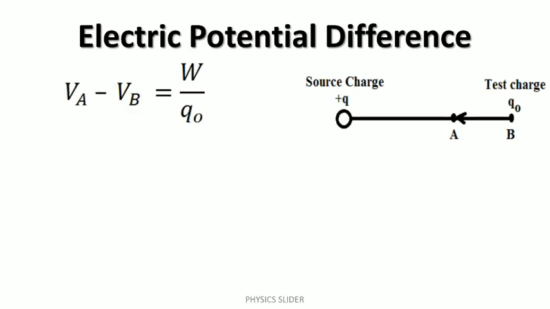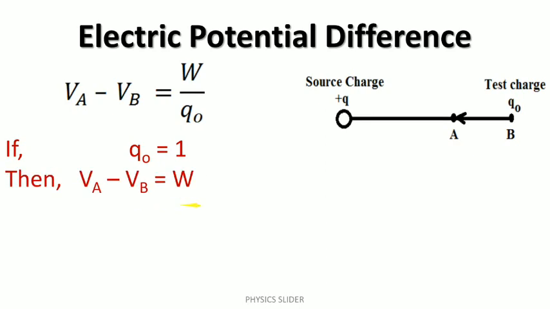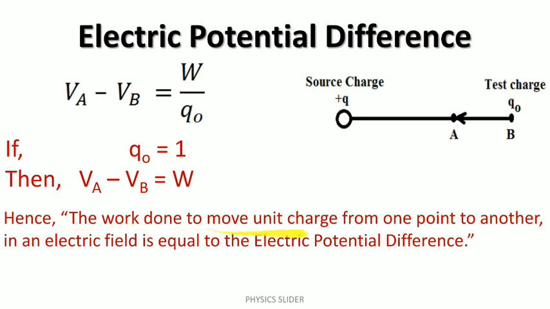So watch this. If we take Q0 as 1, then VA minus VB is equal to W. Now we will read this. The work done to move unit charge between 2 points is equal to the electric potential difference. Hence, the work done to move unit charge from one point to another in an electric field is equal to the electric potential difference. It is represented as VA minus VB.